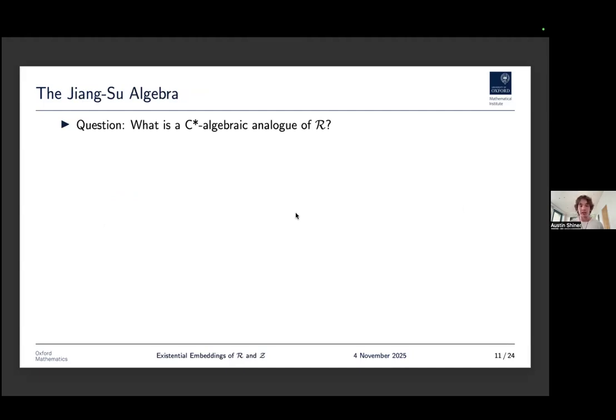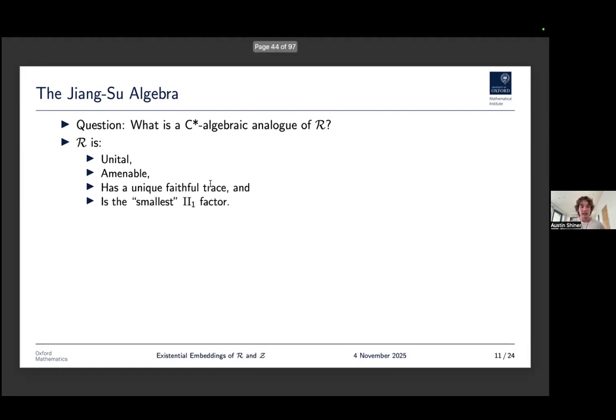This brings us to the question. Let's say we're in the land of C-star algebras now. What is a C-star algebraic analog of R? R has some properties that we would want to hopefully transport over to the C-star algebra world. R is unital. It's amenable. It has a unique faithful trace, and it is in some sense the smallest II_1 factor. It embeds into every II_1 factor.